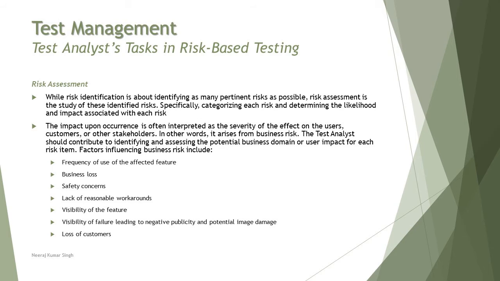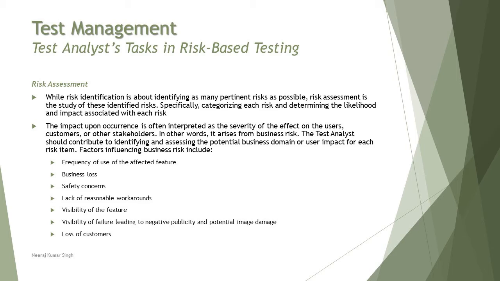Let's move further. We have risk assessment. Risk assessment is the second phase in risk-based testing, where the first part is risk identification, and once you have identified a risk, you try to evaluate what this risk will do, what kind of impact it may have, and what kind of likelihood it has. Likelihood basically depends on the frequency of use. The probability of a risk happening is called likelihood, whereas impact is what the outcome will be if this risk happens.